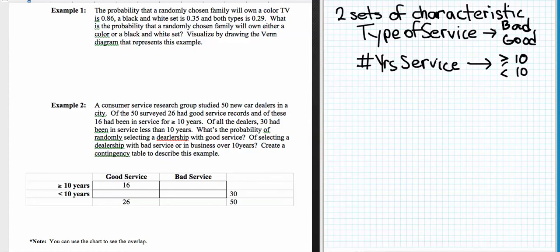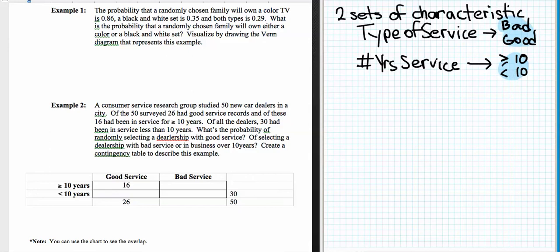Now the thing you should notice about these characteristics here and the characteristics here is that each of these in and of themselves are mutually exclusive. The types of service, well, you either have good service or you have bad service. You don't have both, you have good or bad. Those are mutually exclusive. Also, in terms of the number of years of service, those are mutually exclusive. You're either greater than or equal to 10 years of service or you've had less than 10 years of service. There's no overlap.